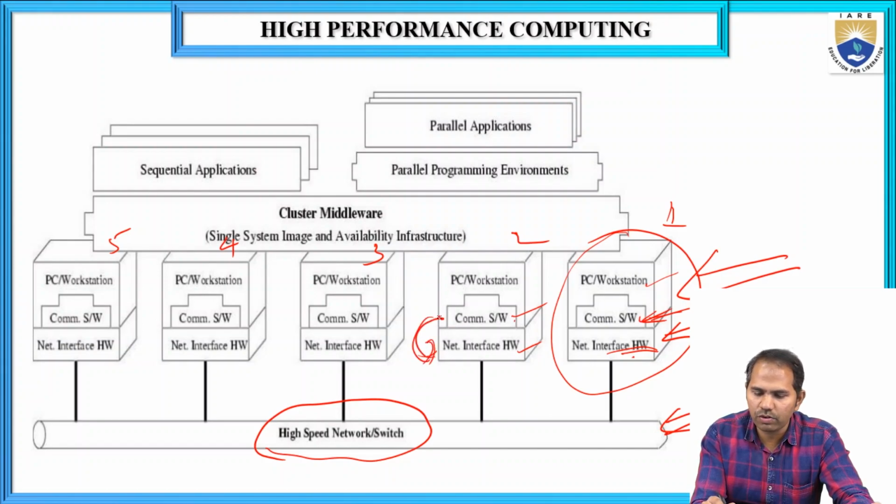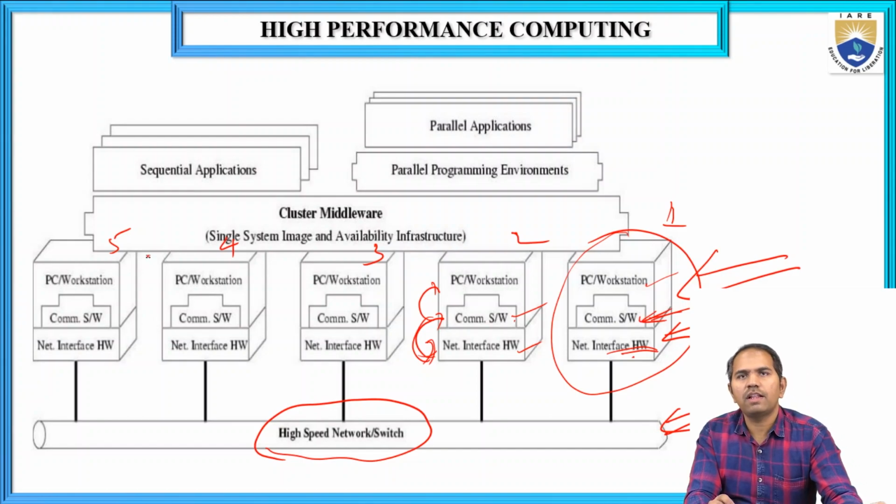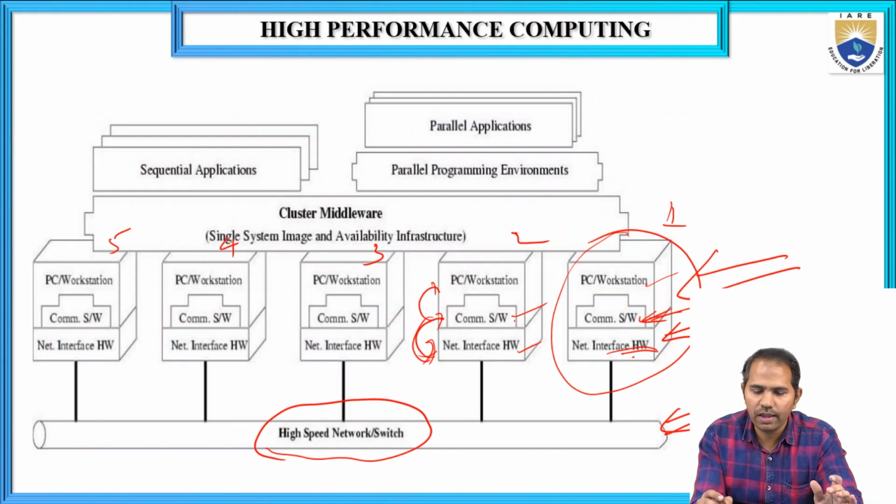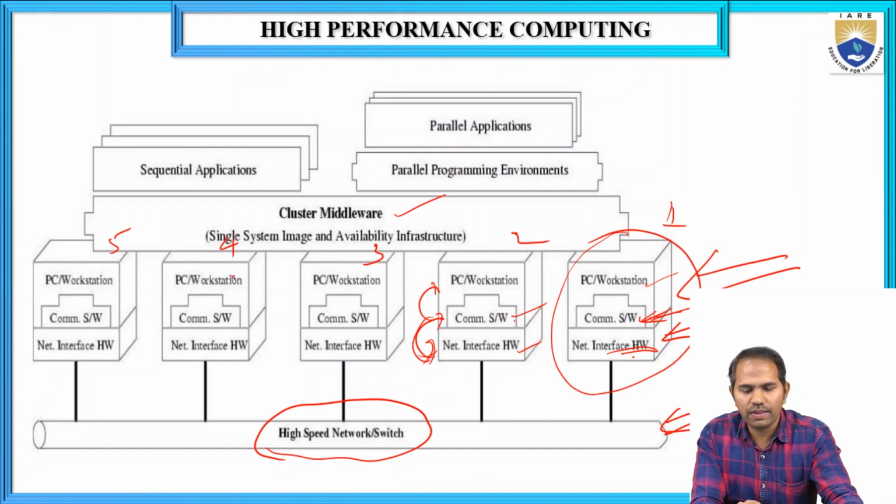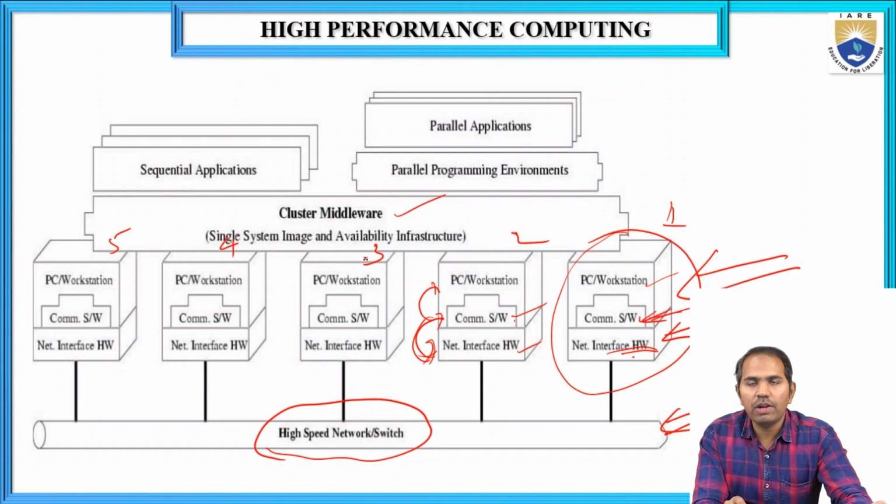Again, it should be written to software. The software will be given to users, and those details have to be given to users. So these are all the nodes 1 to 5 here. These are all the different nodes that have to interact with the cluster middleware. So single system image is the availability of infrastructure.